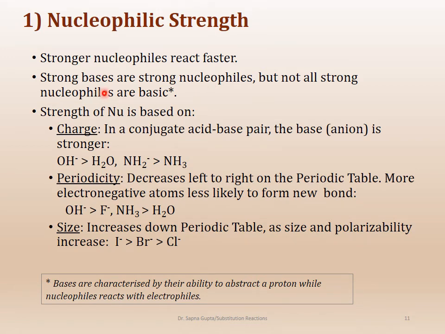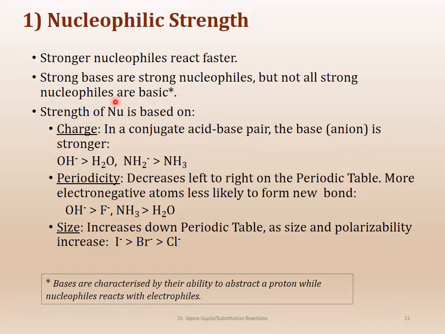If you remember from the previous chapters where we talked about acids and bases, we talked about strength of acids and strength of bases. We talked a lot more about the strength of acid, and if you remember, if you have a strong acid, you have a weak conjugate base, and if you have a weak acid, you have a strong conjugate base. That's where I'm getting all this information from, okay? So a strong base in general is going to be a strong nucleophile, okay?